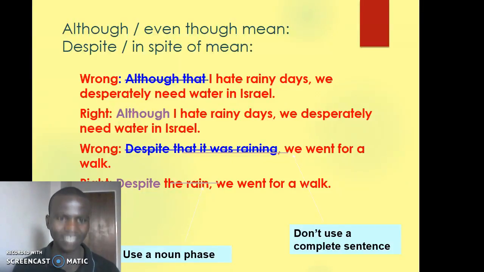That one is not correct, guys. This is the correct format. Although I hate rainy days, we desperately need water in Israel. You don't have to write although that, you just have to use a noun phrase. Don't use a complete sentence. Please don't. Let's take another sentence where we'll use despite. This is the wrong format. I'll read out loud. Despite that it was rain, we went for a walk. Despite the rain, we went for a walk.